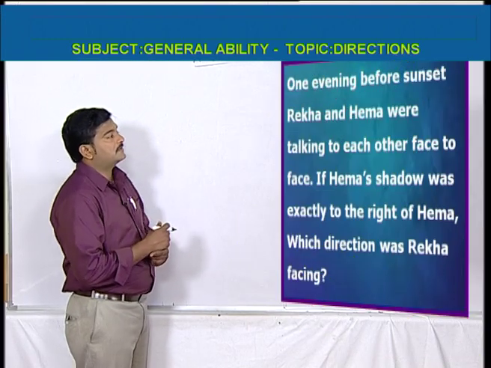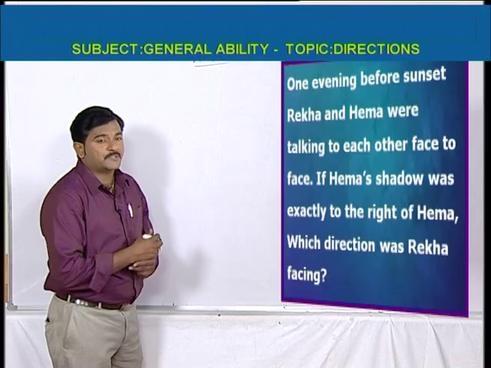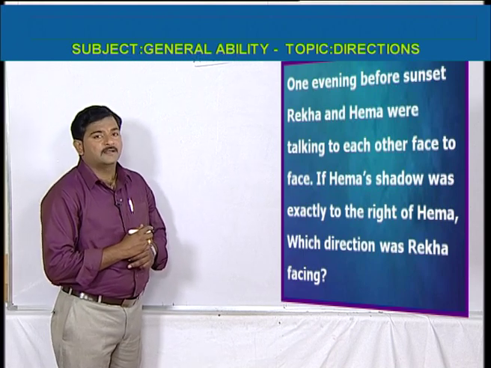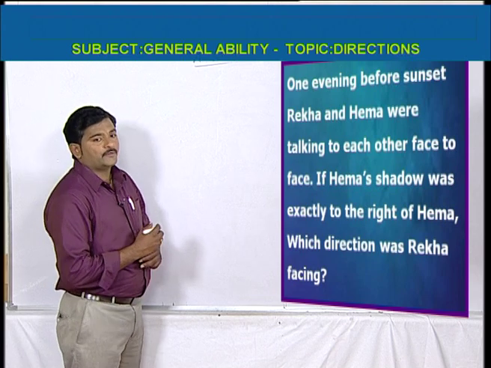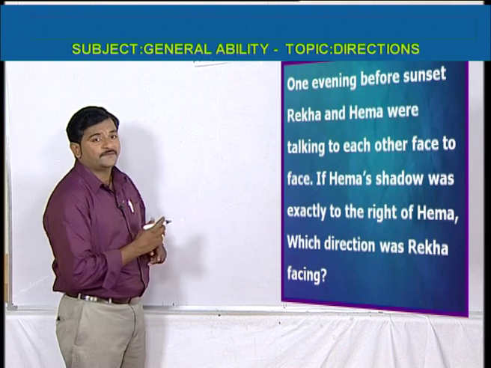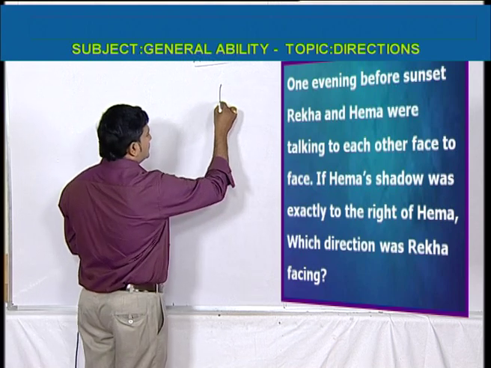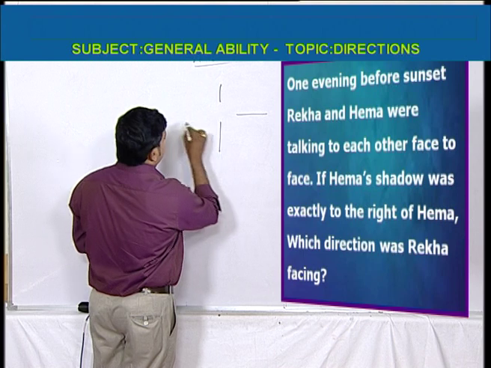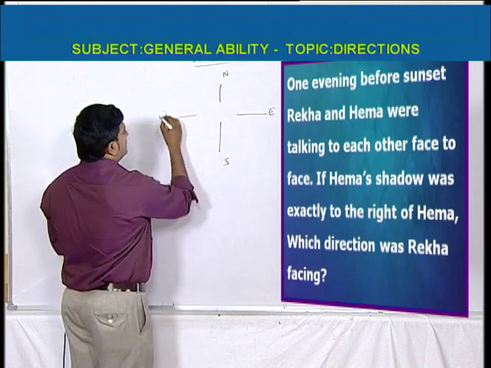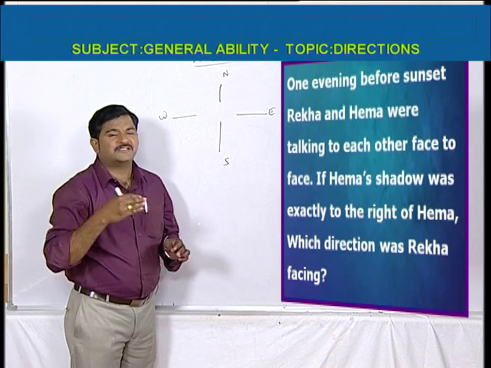See what the given question is. The previous question was based on morning time. Now this question is based on evening time. So what is the question? One evening before sunset, Rekha and Hema are talking to each other face to face. Same concept. Since they are talking face to face, again north direction, east direction, south direction, west direction. So first we have to fix the shadow here.